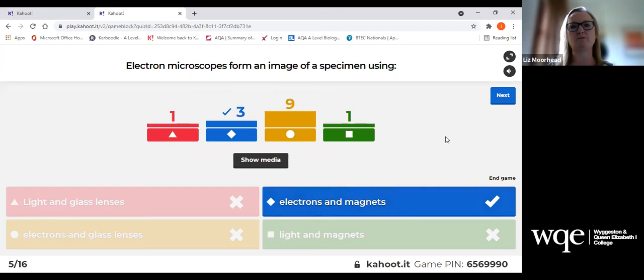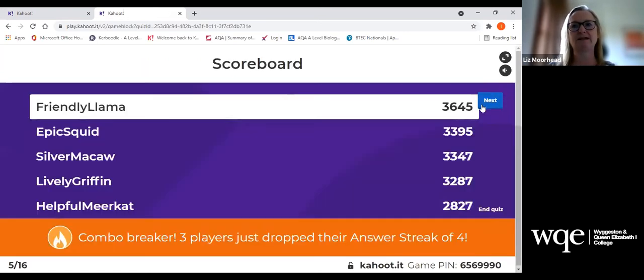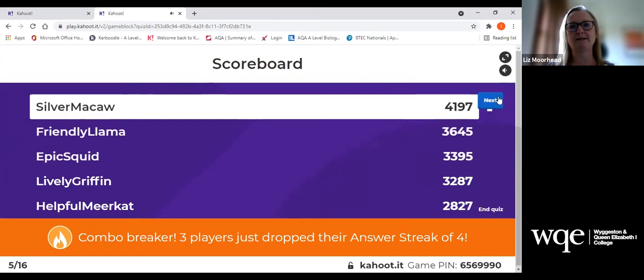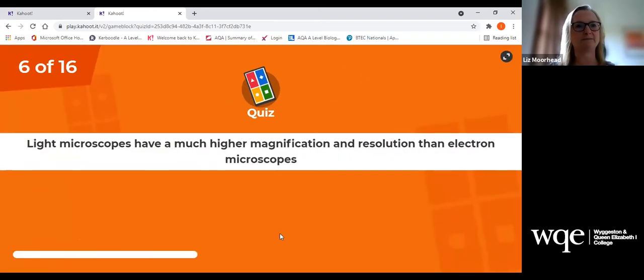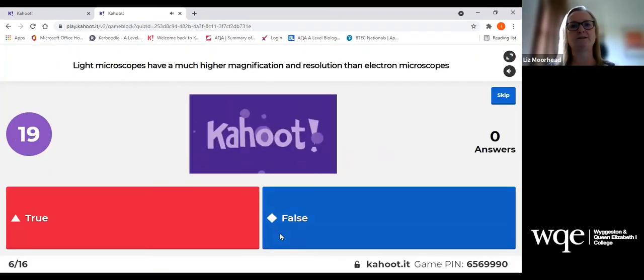So a bit more difficult. You won't have done much about the operation of an electron microscope. All right, you'll do more about that when you look at cells at A level. So light microscopes have a much higher magnification and resolution than electron microscopes. Is that true or is it false?